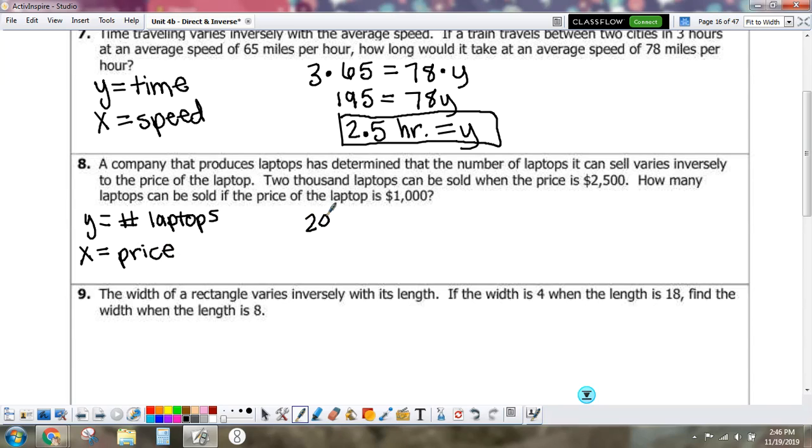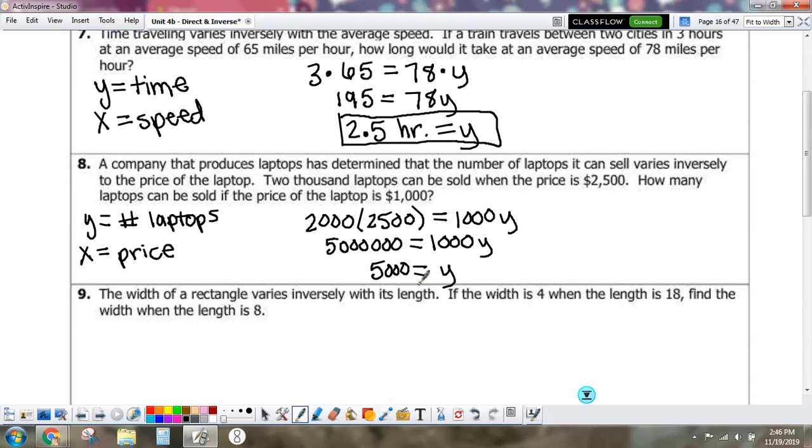So you should have your 2,000 times 2,500, because that's the price, okay, equals your 1,000 times y. So when we multiply those together, we should get 5 million over here equals 1,000 y. And then our y equals 5,000 after you divide. Okay, and that's 5,000 laptops. Okay, so you're going to go ahead and try number 9.